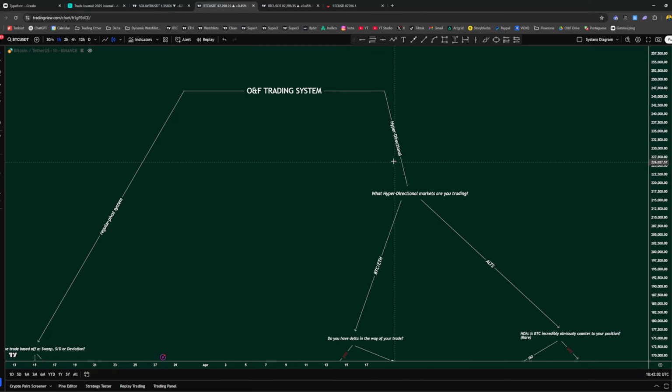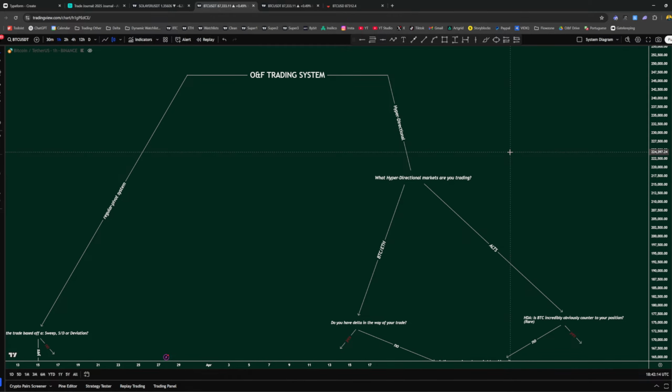I'm going to look at this and feel guilty if I'm filling out a checklist for a breakout trade which is not in a hyper-directional, isolated market or market context.